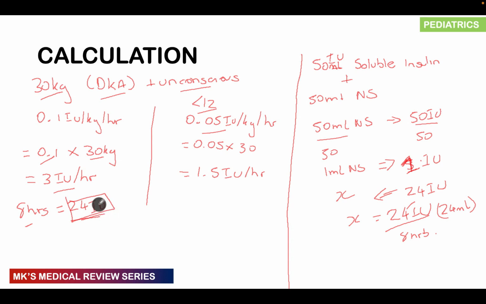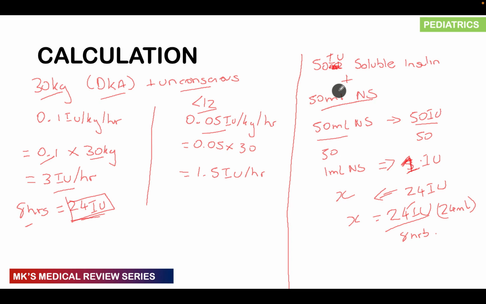Now, how are we going to give this 24 international units? Because it's not possible to give 3 units to an individual over 1 hour. How are you going to stretch it out? So what we simply do is we get 50 international units of soluble insulin, and we add it to about 50 mils of normal saline. It depends on whatever you want. You can get 80 international units added to 80 mils. You can get 100 international units added to 100 mils.